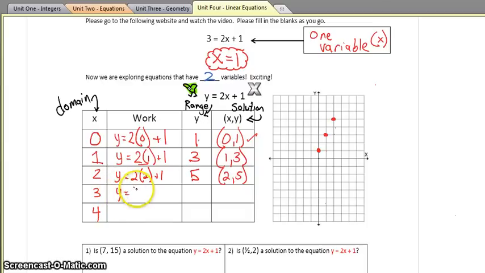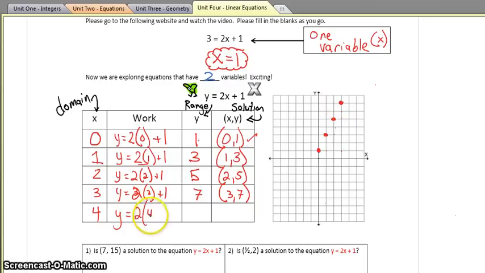Y equals 2 times 3 plus 1. That is 7. You might be picking up on a pattern as you're checking your answers. The last one is y equals, forgot the plot. 1, 2, 3. 1, 2, 3, 4, 5, 6, 7.